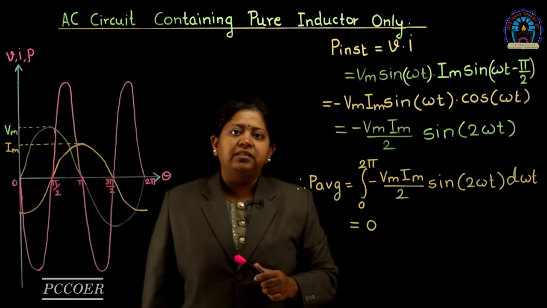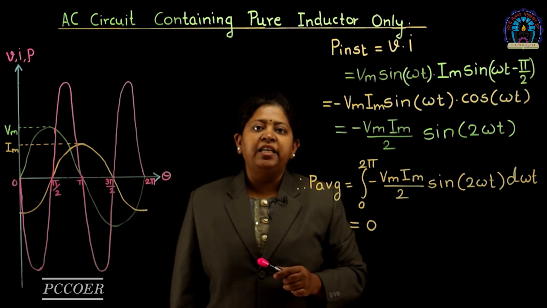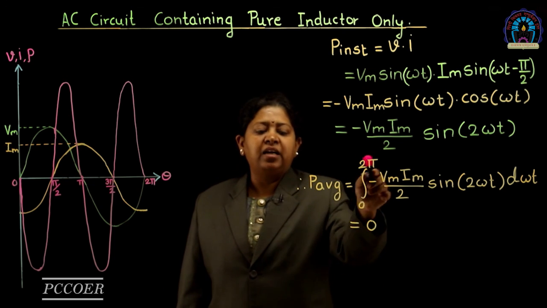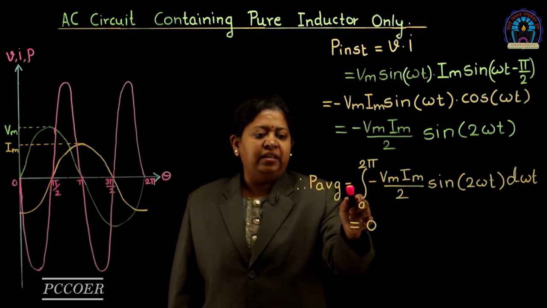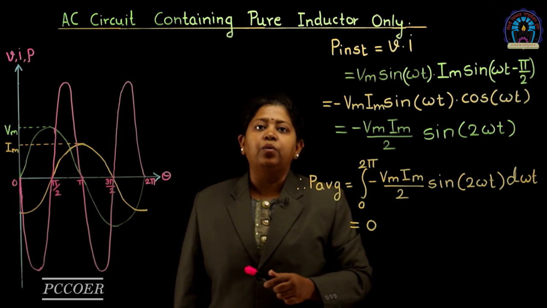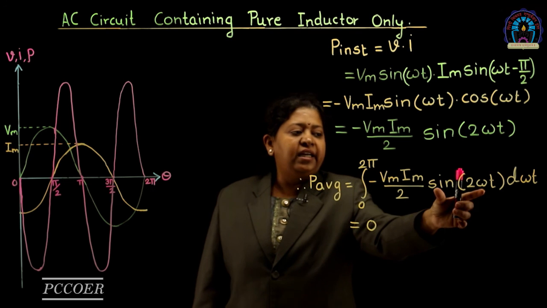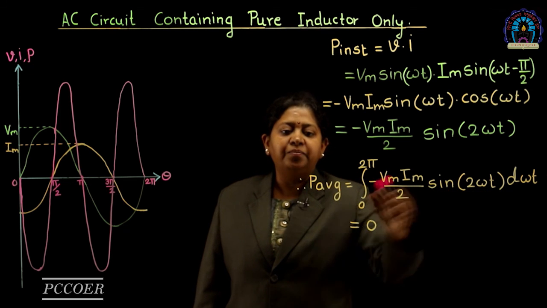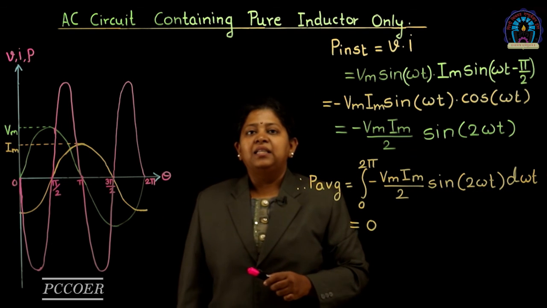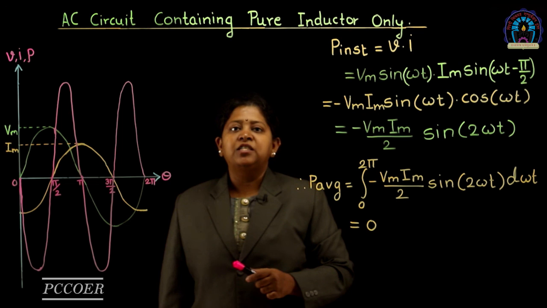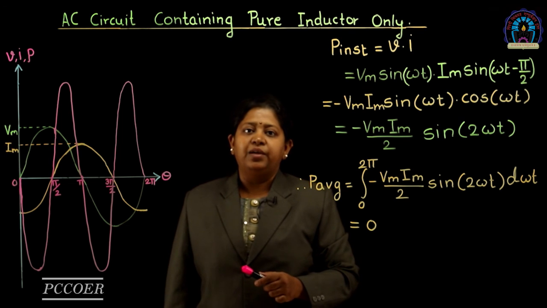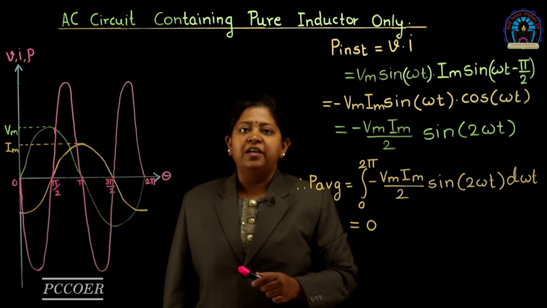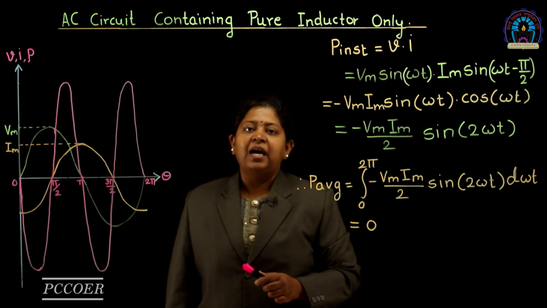If we integrate this expression of instantaneous power over full cycle duration in order to find out P average, the integration will become equal to 0 because it has a double frequency component. This means that the average power which is supplied to the inductor over full cycle is equal to 0. So inductor is a device which accepts power and gives it back to the supply. It doesn't consume power.